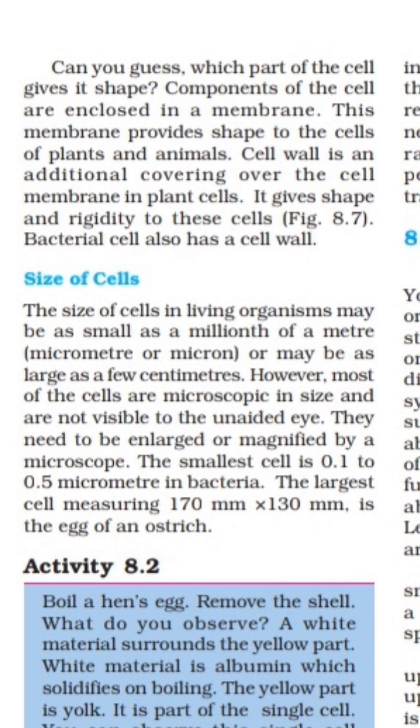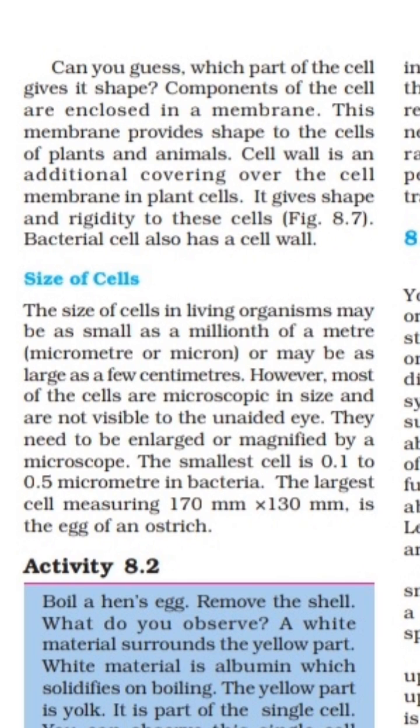Many components are there in the cell, and those components are enclosed in the cell membrane. The membrane provides shape to the cells of plants and animals. And the cell wall is an additional covering over the cell membrane in plant cells.